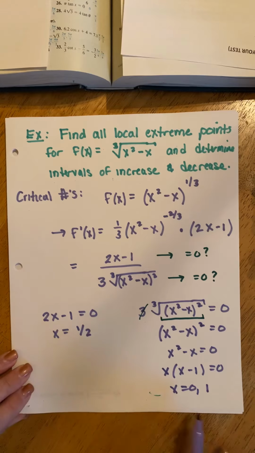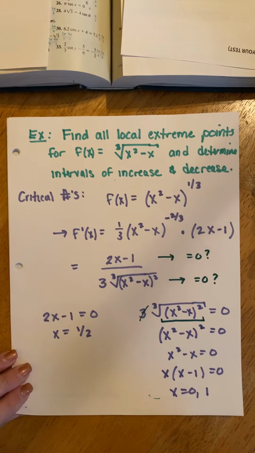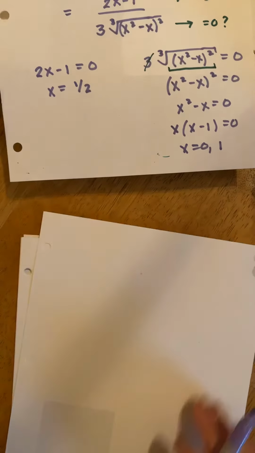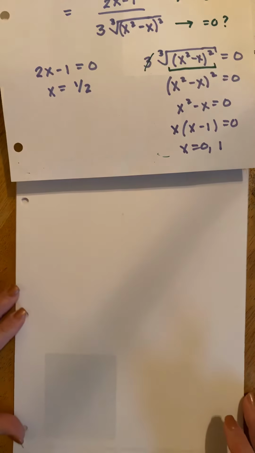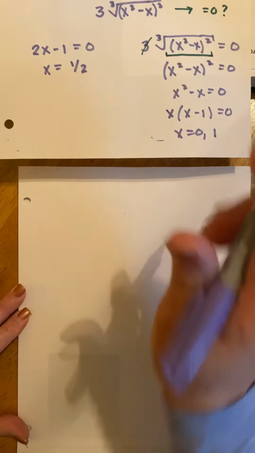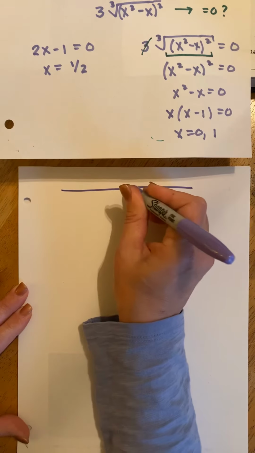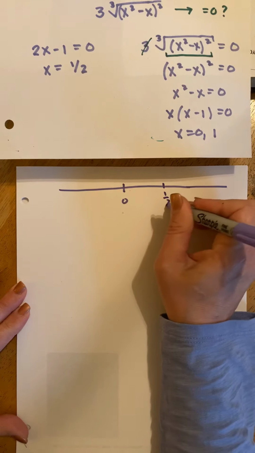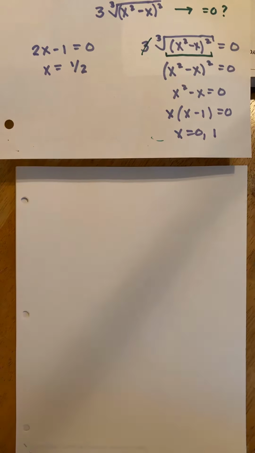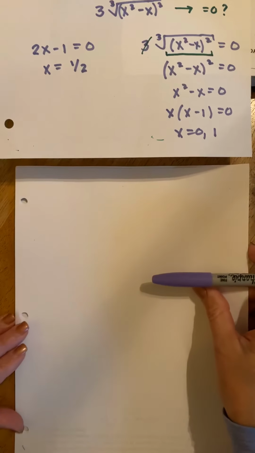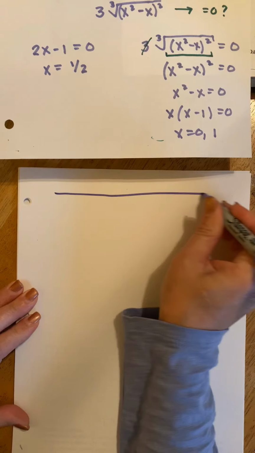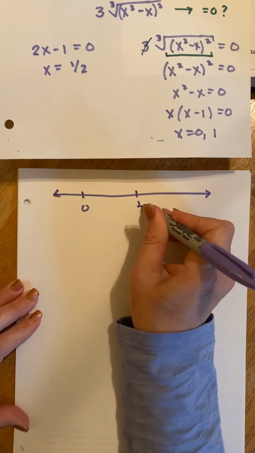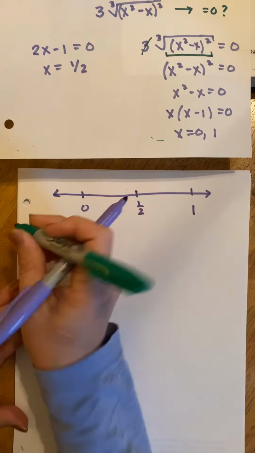1/2 makes the derivative 0. 0 and 1 make the derivative undefined. So now my second step is to take these critical numbers and put them on a number line and see how the derivative behaves before, between, and after these critical numbers. So I'm going to draw my number line. Whoops, I really didn't need to put it that far over. Let me do this better. Try that again, just space them out more so I have more room to work. So 0, 1/2, and 1.